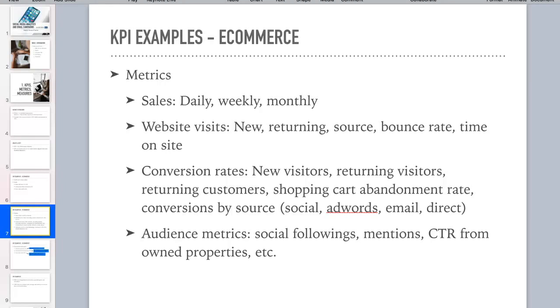Now, these website visits become even more important when you're looking at conversion rates and you're able to track their initial point of engagement, be it from your email campaign or your social media content, and if they made it all the way to the point of conversion. So the conversion rates need to be tracked based on new visitors, returning visitors, and customers. The shopping cart abandon rate, conversions by source. So like I mentioned, if they're coming from social, AdWords, emails, etc.